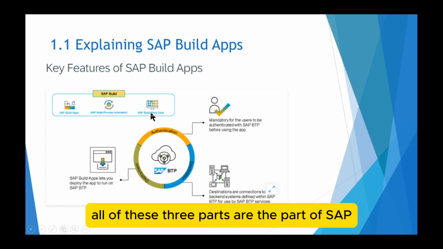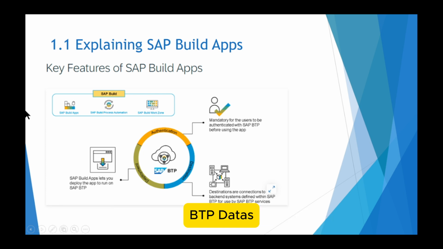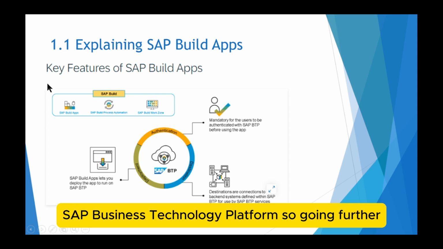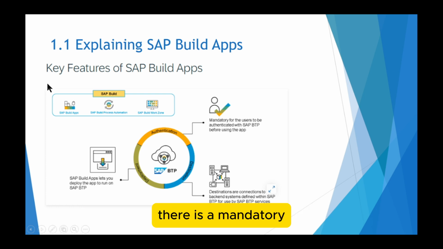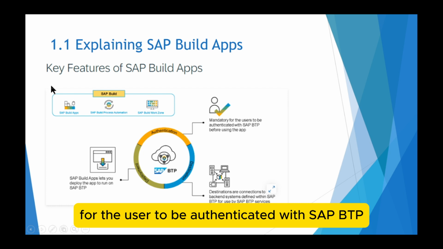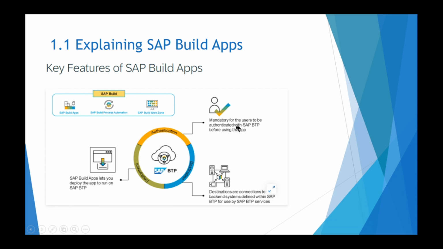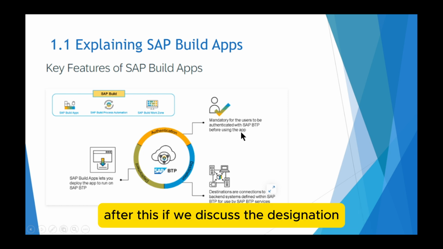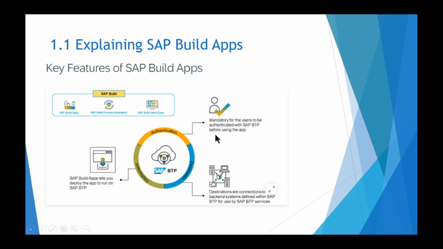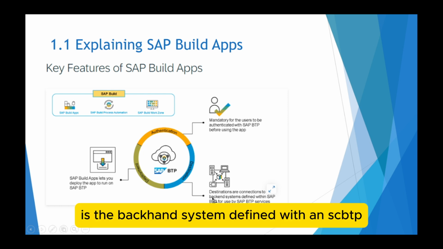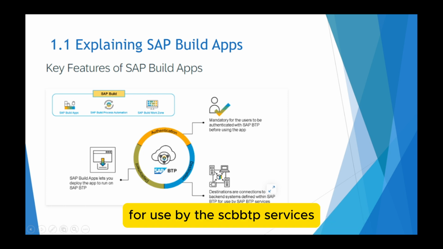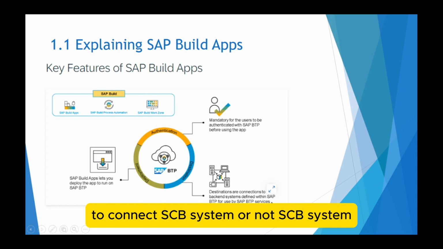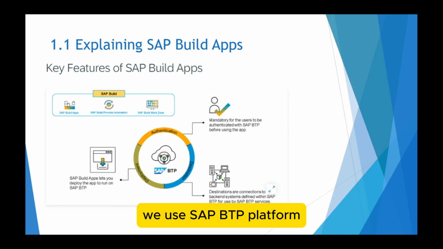All of us know that all three of these parts are part of SAP BTP, that is SAP Business Technology Platform. Moving further, it is mandatory for the user to be authenticated with SAP BTP before using the app. We have discussed this previously in my video. After this, the destination or connection is the backend system defined within SAP BTP for use by the SAP BTP services. So the second factor is the destination, to connect an SAP system or non-SAP system we use the SAP BTP platform.